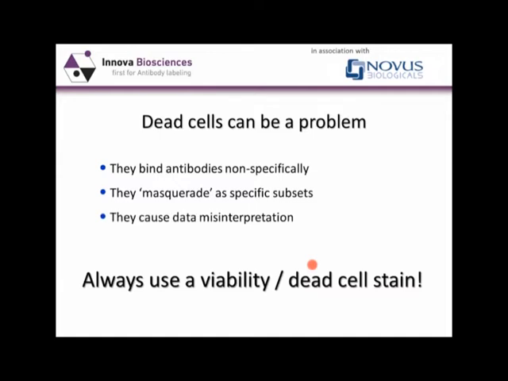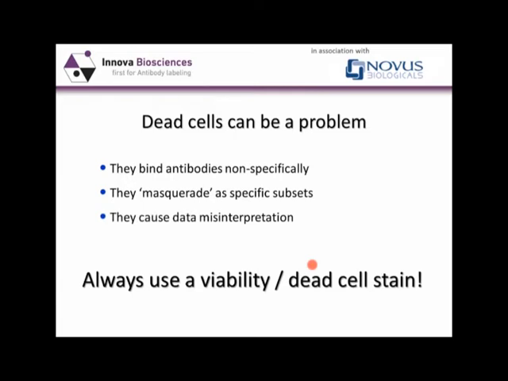Now, a key issue that you should always consider is the potential presence of dead cells, because dead cells bind antibodies non-specifically, and this non-specific binding can masquerade as specific cell subsets. The consequence of this is you can misinterpret your data. And so it's always valuable to include a viability or dead cell stain in your analysis. If you don't include a viability stain, then one has to question the data you're generating, because some of that positivity may well be due to dead cells within your particular experimental protocol.